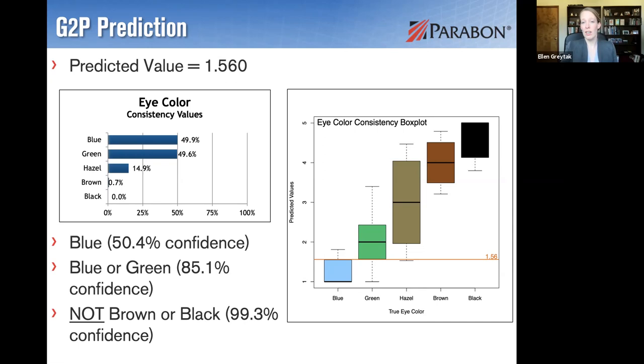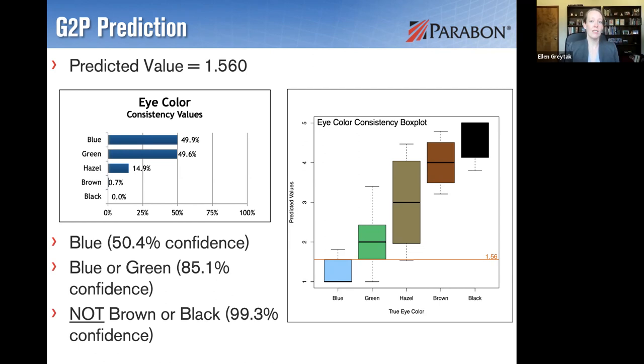And we could put numbers on that. How objectively consistent is our new prediction with each possible eye color? Well, it's basically evenly consistent between blue and green. So we can't be very confident in either of those. It's most likely blue eyes, but we only have 50% confidence in that because there's a pretty good chance they could be green. So we wouldn't want a detective to run out and say, okay, you can take everybody with green eyes off of the suspect list and we're only looking for blue-eyed people.